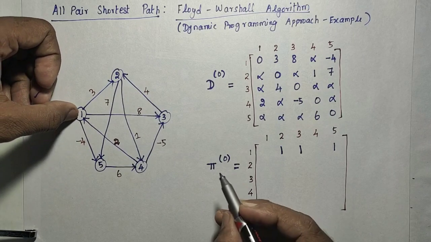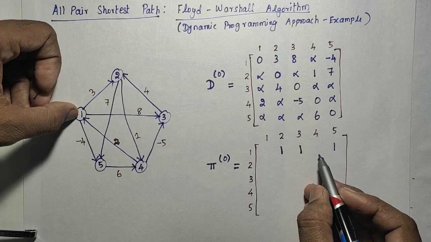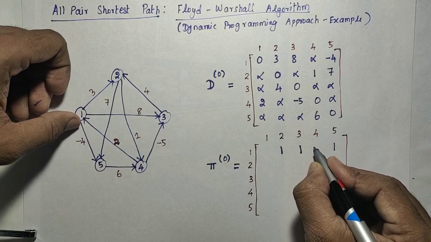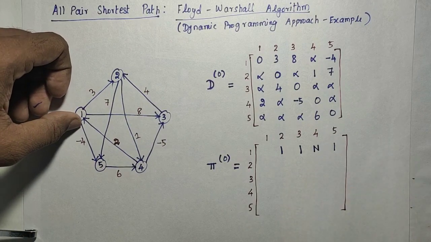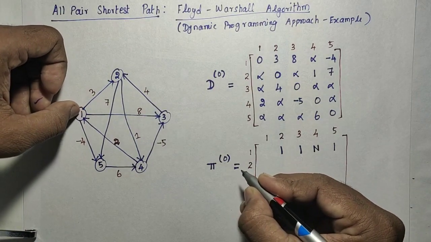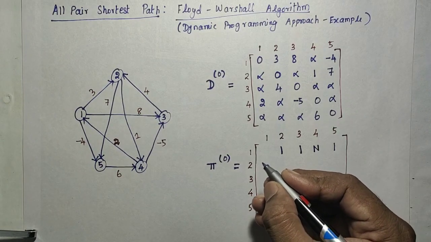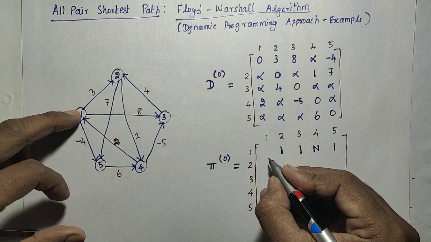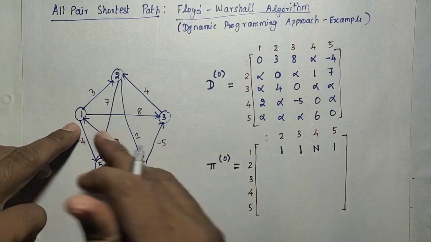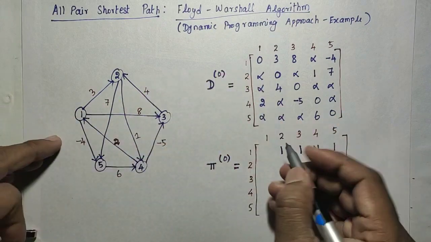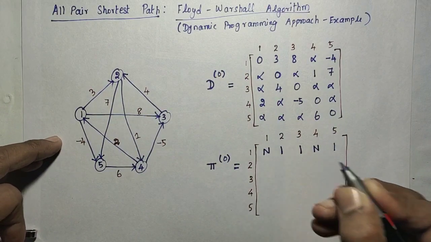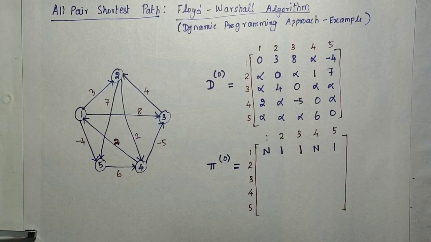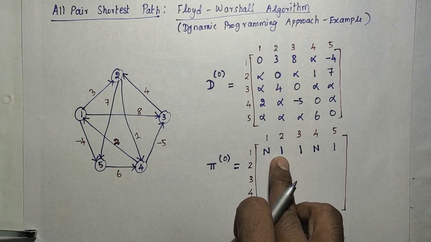1 to 4 has no parent. There is no direct edge so far, so it will be filled with nil. Similarly 1 to 1 will also be filled with nil, since there is no edge to reach 1 from 1 and so no parent. So if i equals j, the values will be filled with nil. If a direct edge is there, the source node will be filled here.